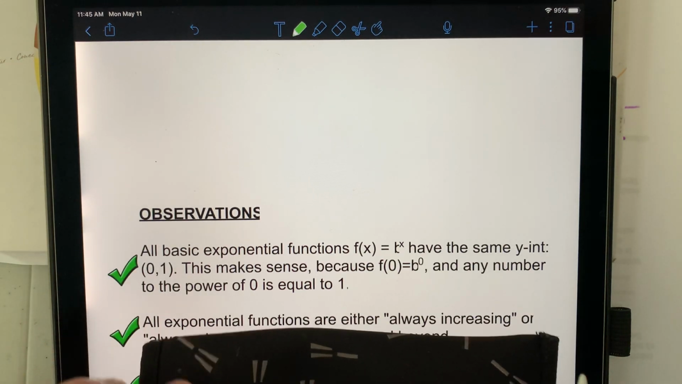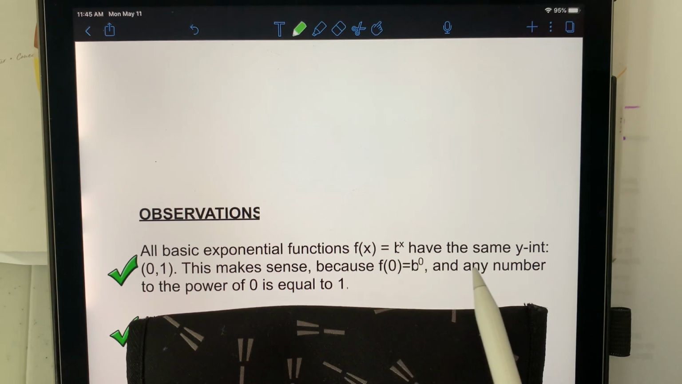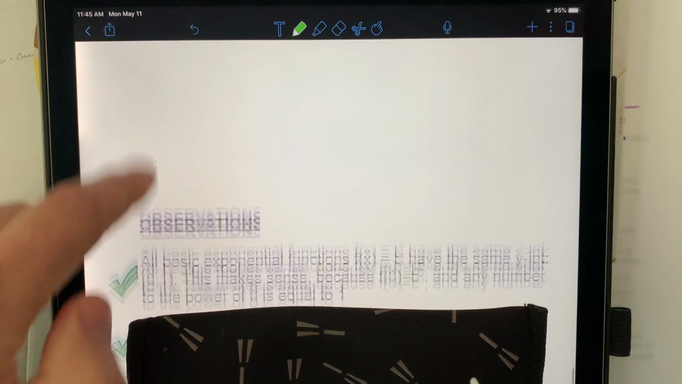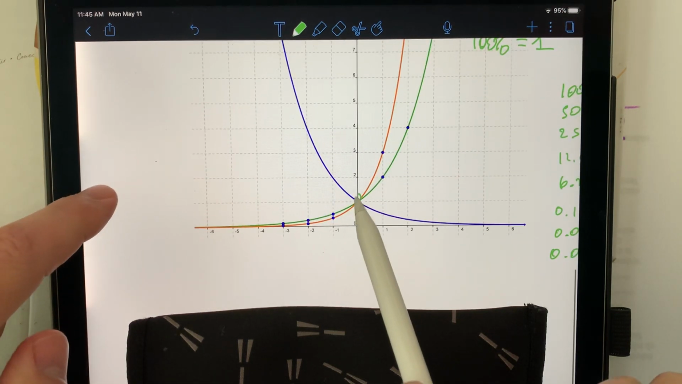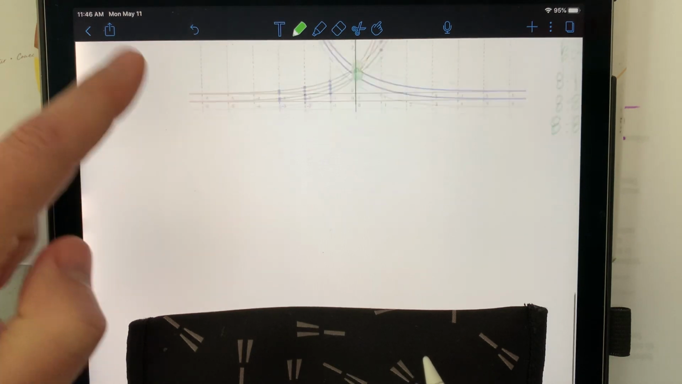All right, so here are the main points. First one, all basic exponential functions, f of x equals b to the power of x, have the same y-intercept, and it's 1. This makes sense because f of 0 is b to the 0, and every number to the power of 0 is equal to 1. And that's why all the functions cross right there at 1. All the basic functions, which makes sense. Good.